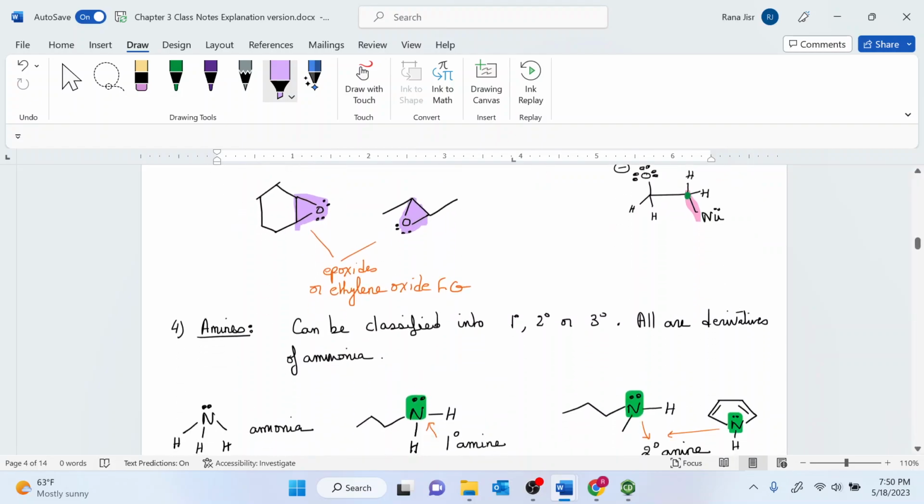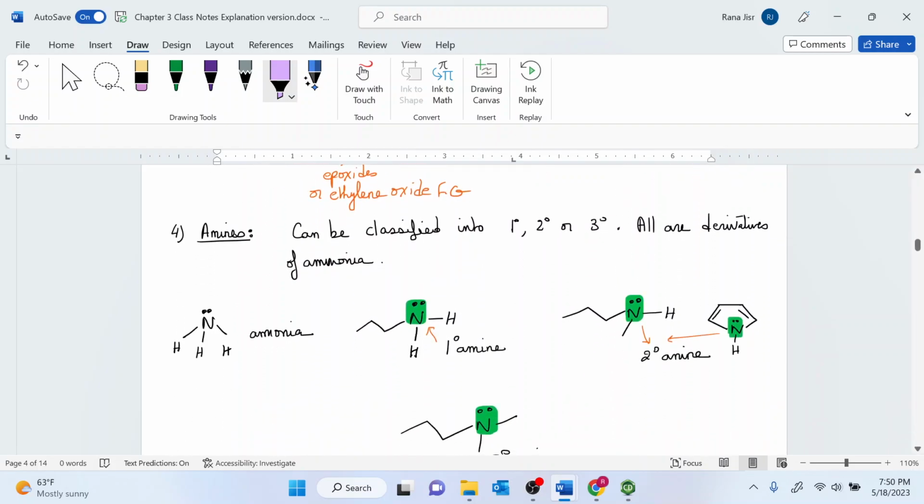Amines. Amines are another form of functional groups, and amines, they do contain nitrogen. So if you have a nitrogen in your molecular formula and you do the DBE, and the DBE ends up to be a 0, then in this case, your functional group is going to be an amine. Amines are classified again into primary, secondary, and tertiary. And amines are derived from ammonia.